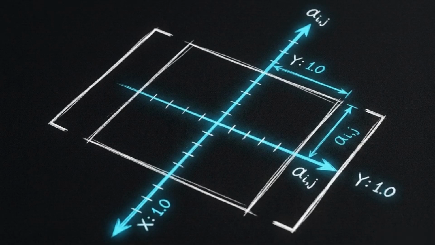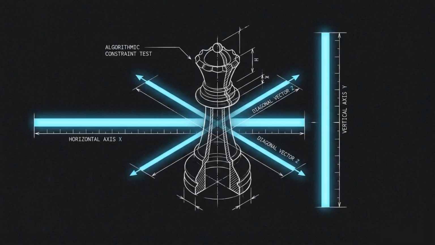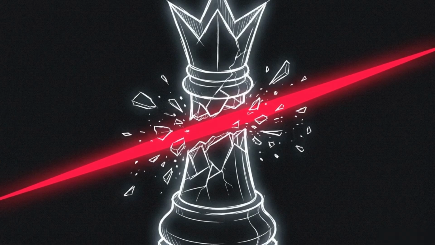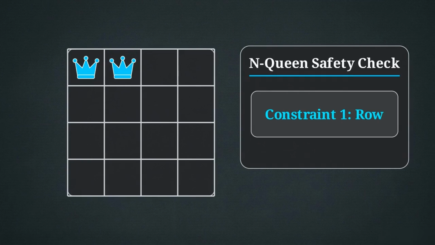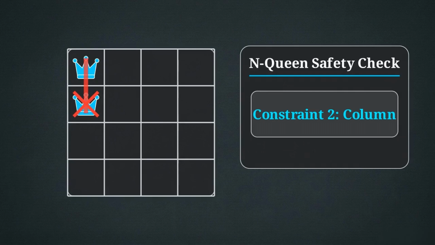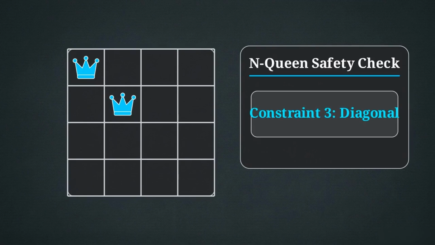To sort the safe squares from the unsafe ones, our algorithm needs a strict mathematical test. Every time the algorithm tries to place a queen, that placement must survive 3 distinct tests. If it fails even one, the position is rejected. The first test checks the horizontal axis. If a new piece drops into the same row as an existing queen, it fails. The second test checks the vertical axis. If it shares a column, it is immediately rejected. The final test computes the angles to verify if the new piece intercepts a diagonal path. If it does, it fails.